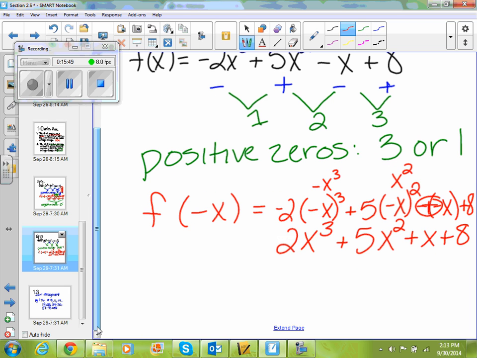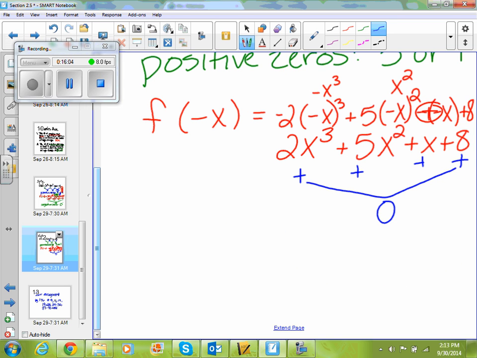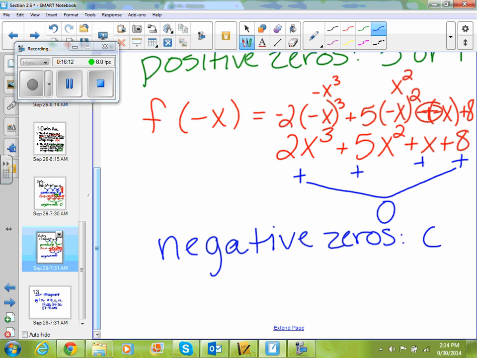Okay, so far so good? So this is positive, this is positive, this is positive, this is positive. So again, for negative x, we have 0 sign changes from one to the other, which tells me then that my negative zeros are 0. We don't have any. So we either have 3 or 1 positive zeros again, and we have 0 negative zeros.